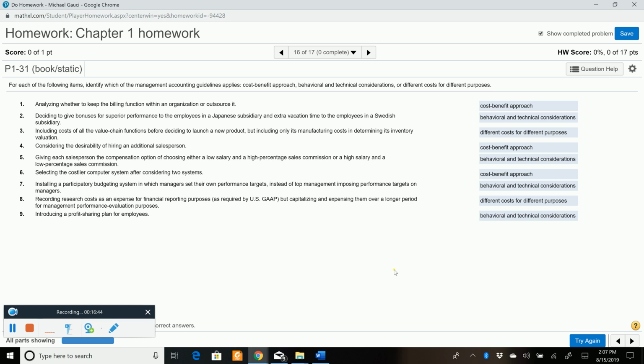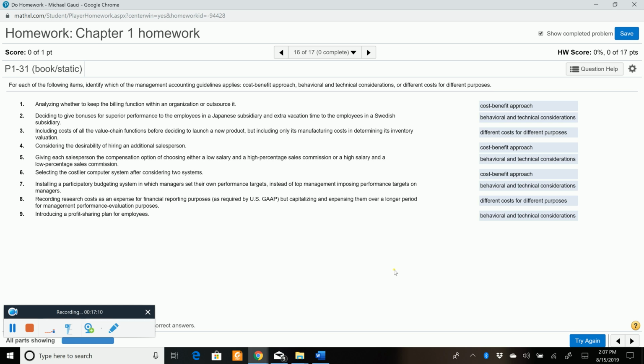Number 5, giving each salesperson the compensation option of choosing either a low salary and a higher percentage sales commission, or a higher salary and a low percentage sales commission. Every salesperson works differently, and they're going to choose what would be better for them. This is more of a behavioral consideration.